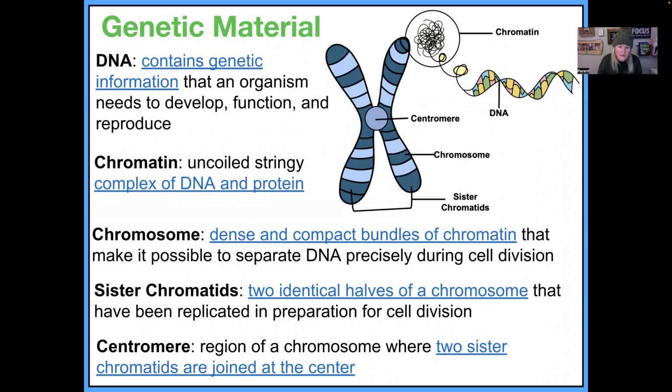Okay, chromatin is the uncoiled stringy complex of DNA and protein. A chromosome is the dense and compact bundle of chromatin that makes it possible to separate DNA precisely during cell division. Sister chromatids are two identical halves of a chromosome that have been replicated in preparation for cell division. The centromere is the region of a chromosome where two sister chromatids are joined at the center. So if you look at the center of your chromosome, that is your centromere.